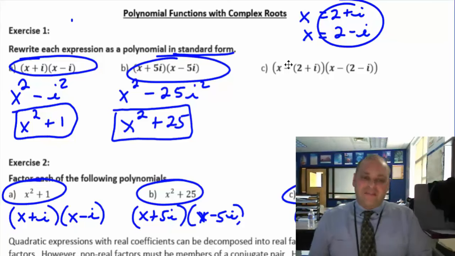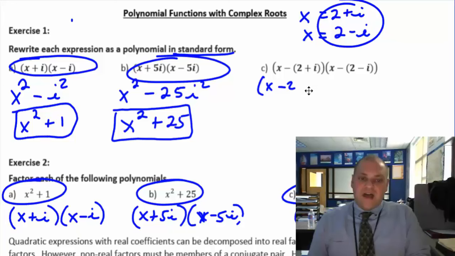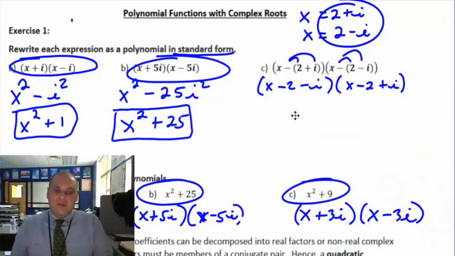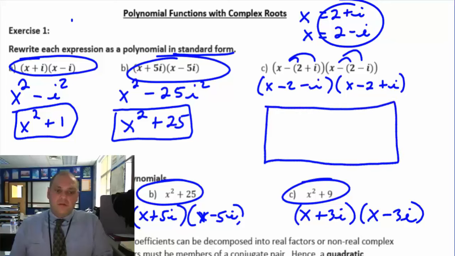Now, how do I get this in standard form? Well, we're going to have to use our tabular method to do this because it's a 3 by 3. So this is x minus 2 minus i. You have to distribute that negative. And this is x minus 2 plus i. That negative has to get distributed through. See that? Now I need my tabular method. Oh, I need a 3 by 3.